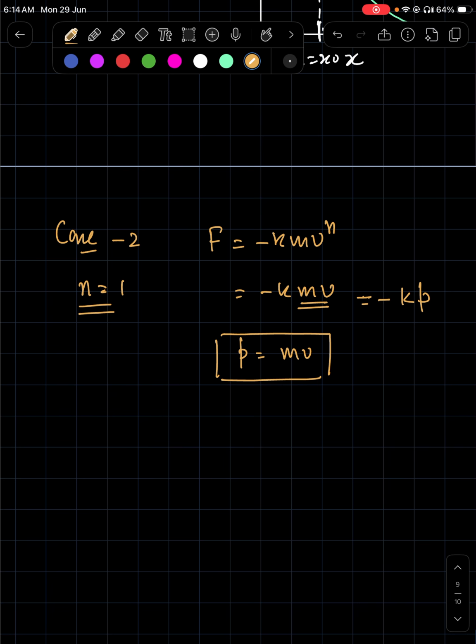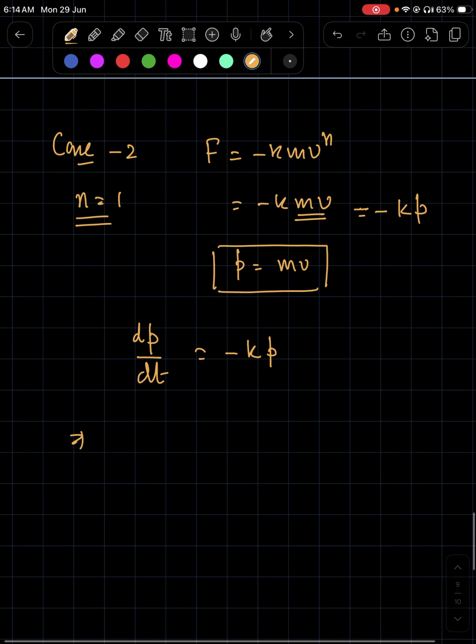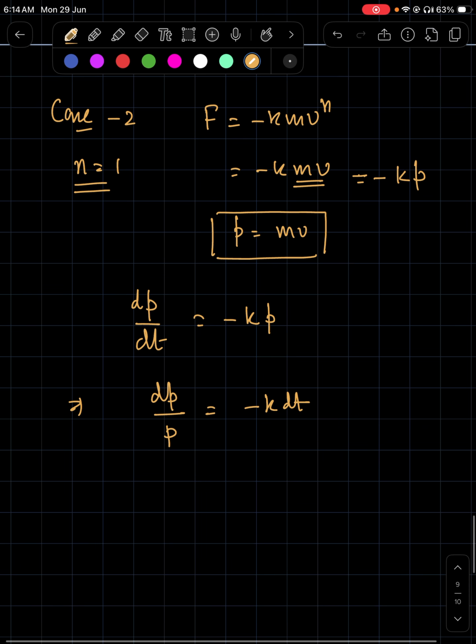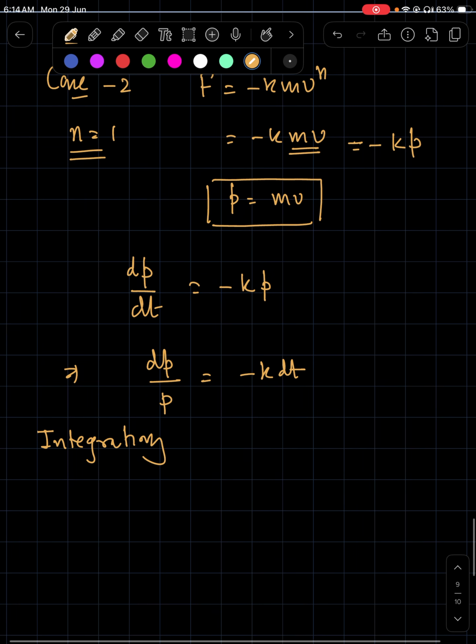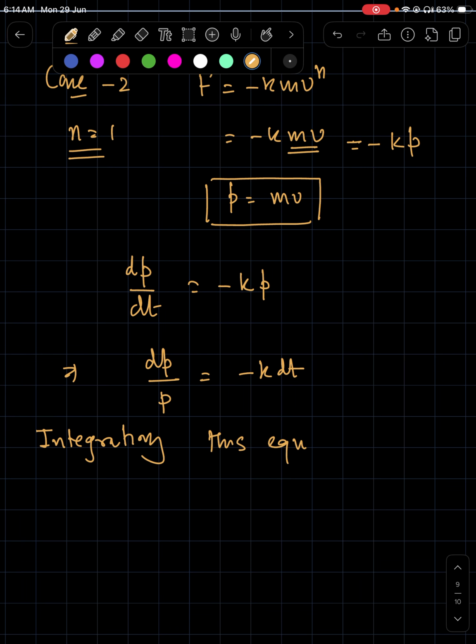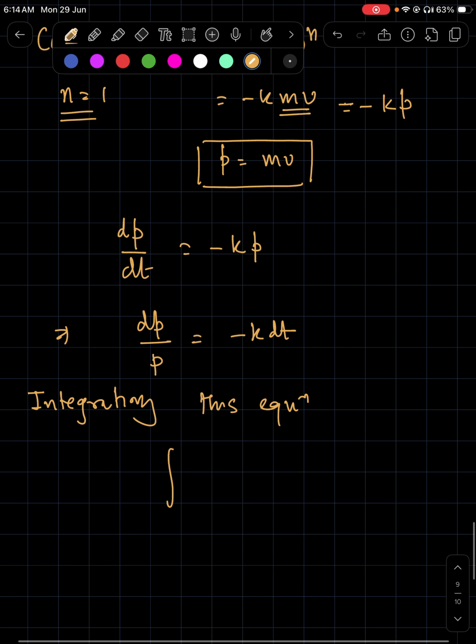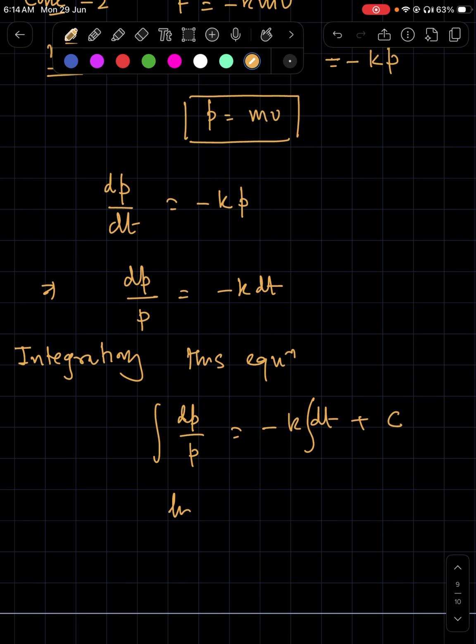From Newton's law, I can also write F as dp/dt. So dp/dt is equal to minus k p. And now I can write this integration, which is much easier to deal with. That is dp by p equals minus k dt. It is a shortcut to do this. Now integrating this equation, the integral of dp by p is ln p, equals minus k t plus c.